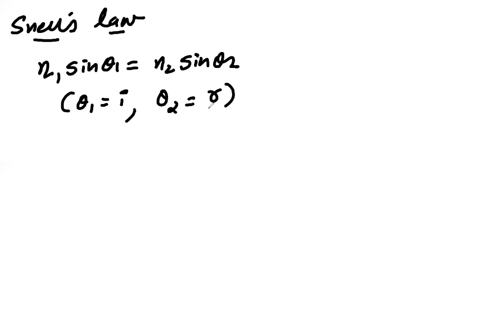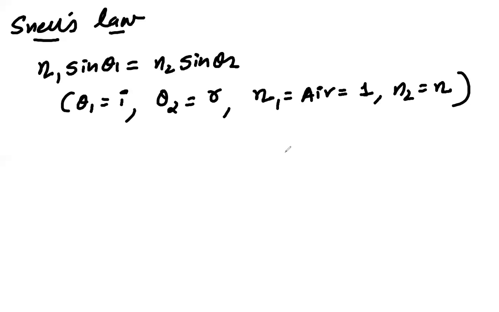And you have another thing at the same time. N1 is air. N1 is the first media, air. Its refractive index is 1. That is a worldwide known thing to you. And N2 is not known, which we have to find, so you can keep it as N2 or place N. Let's start placing all the values.